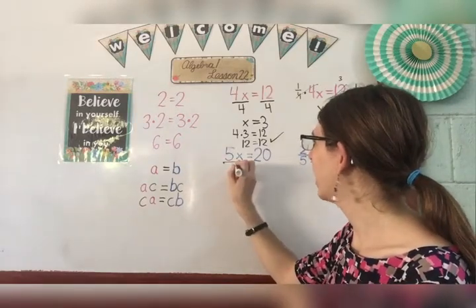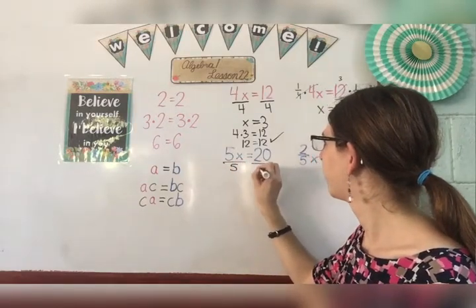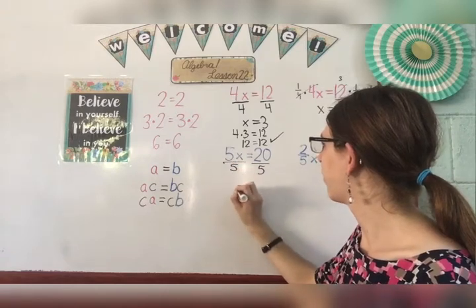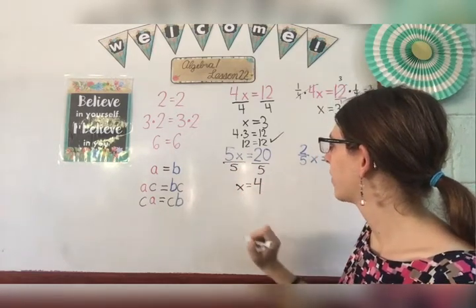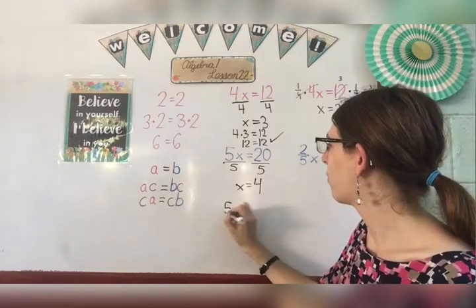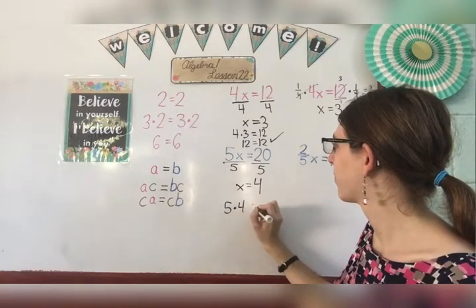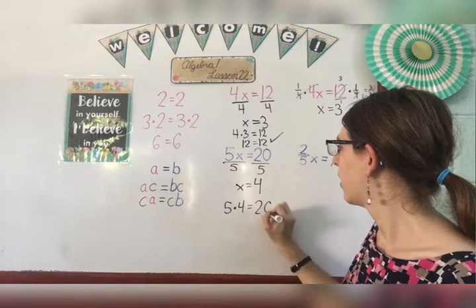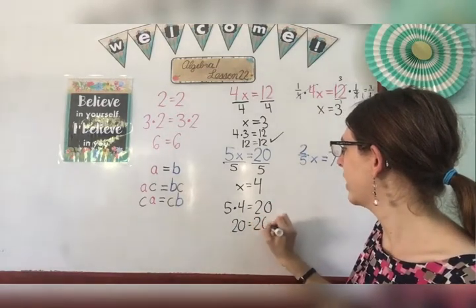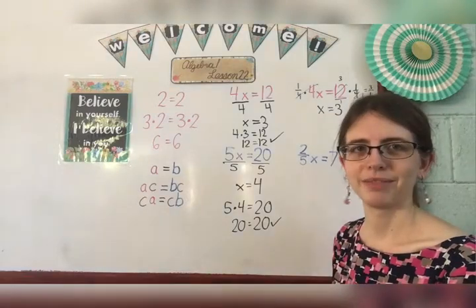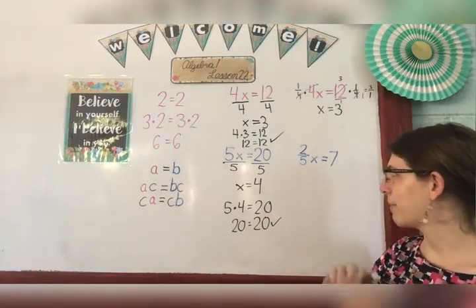I'm going to divide both sides by 5. That gets rid of the 5. I'm left with x equals 20 divided by 5, which is 4. Then I put 4 in place of x. 5 times 4 equals 20. 20 equals 20. My answer is correct. Okay, let's move on to the second example.